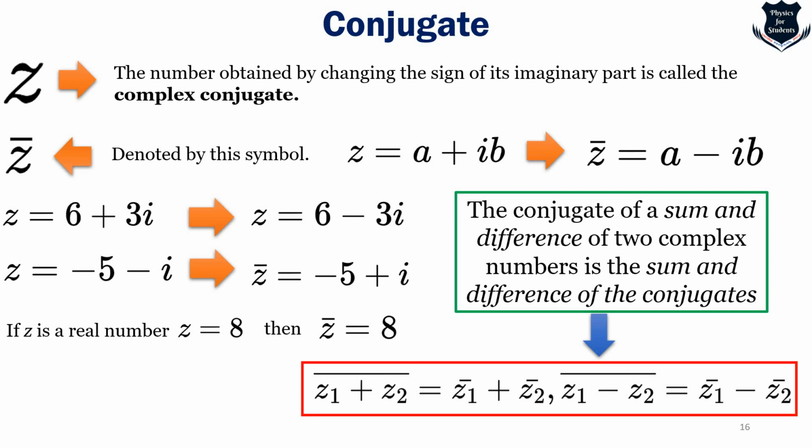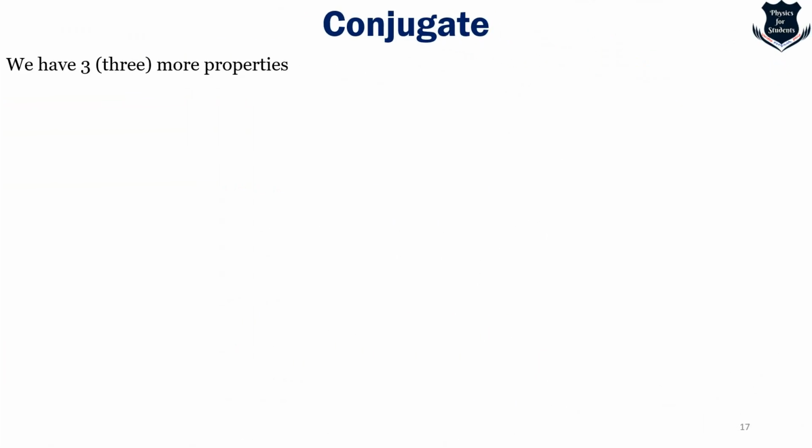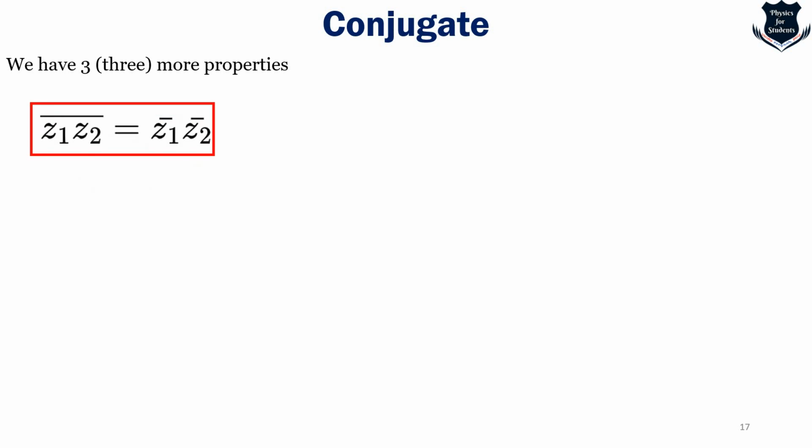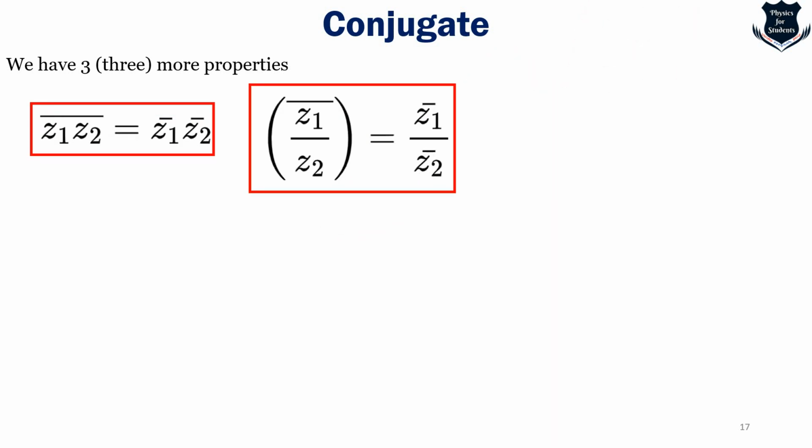So the conjugate of a sum and difference of two complex numbers is the sum or difference of the two conjugates. Here you see, I have made the sum and then I have made the difference. So from here what we can deduce is that there are three more important properties. One is this, that is the subtraction. One is this, that is division, and one is this one.